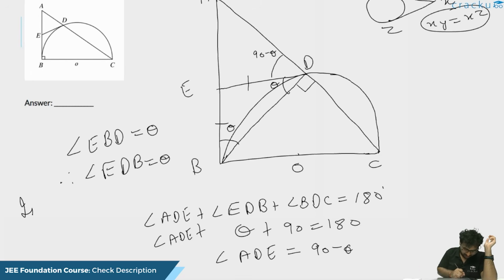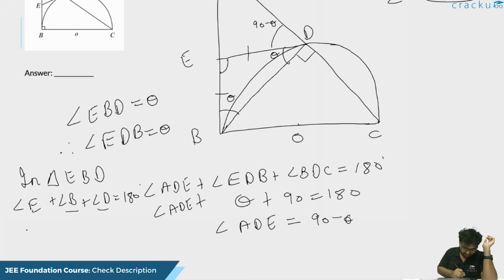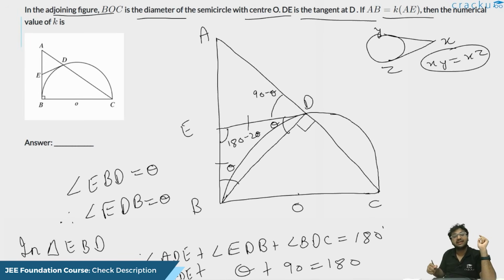If in the triangle EBD, this angle E plus angle B which is theta plus angle D will be equal to 180 degrees, because the sum of the angles in a triangle is 180. Angle B and angle D are theta, theta. So angle E will be 180 minus 2 theta. And if angle DEB is 180 minus 2 theta, angle AED will be 2 theta, because they are forming a straight line.